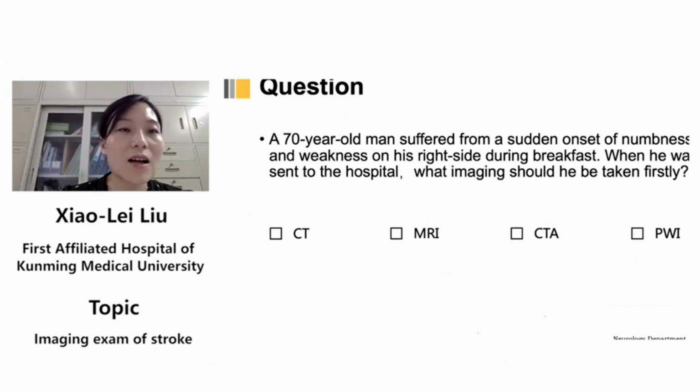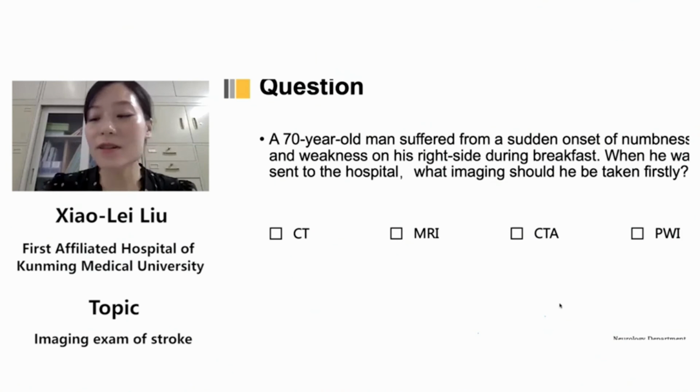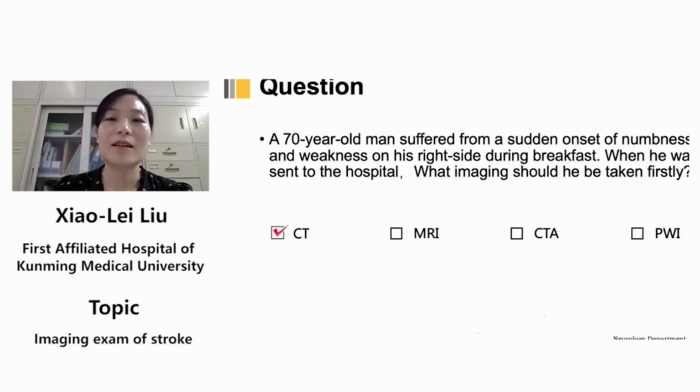So one more question for all of you. There is a 70-year-old man who suffered a sudden onset of numbness and weakness on his right side during breakfast. When he was sent to hospital, what imaging should he be taken firstly? CT or MRI or CTA or PWI? Can anybody answer?